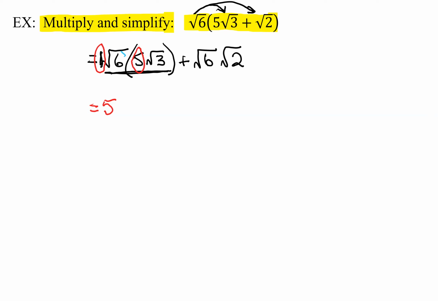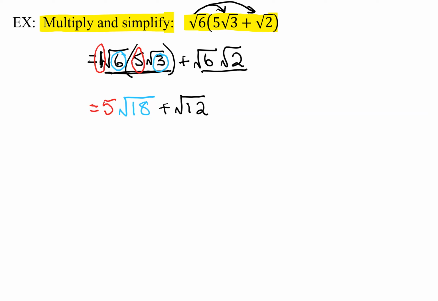And then I'm going to take the numbers that are inside the square root, or under the radical, and they're going to multiply together and stay inside the square root. So I have the square root of 6 times the square root of 3. 6 times 3 is 18. It's going to give me the square root of 18. Now on this last term, I just have the square root of 6 times the square root of 2. So I'm going to have plus the square root of 6 times 2 is 12, and it's going to stay under the radical. So now I've distributed in the square root of 6.